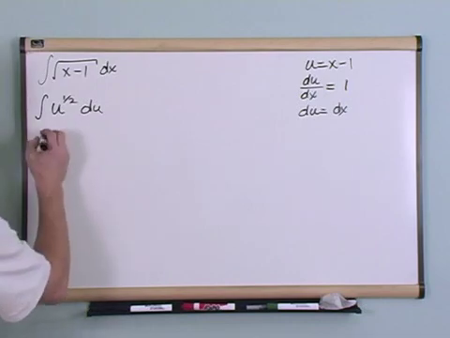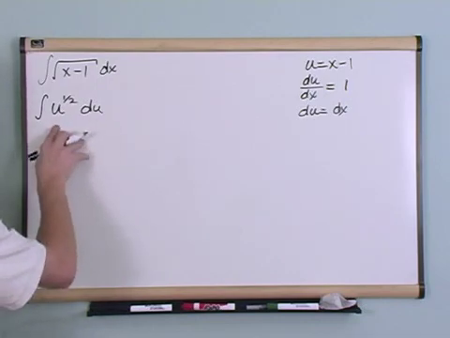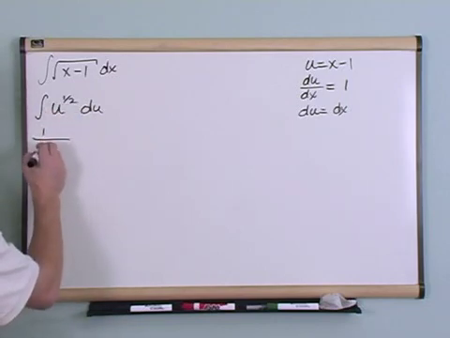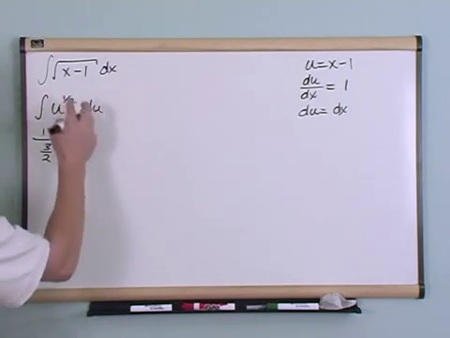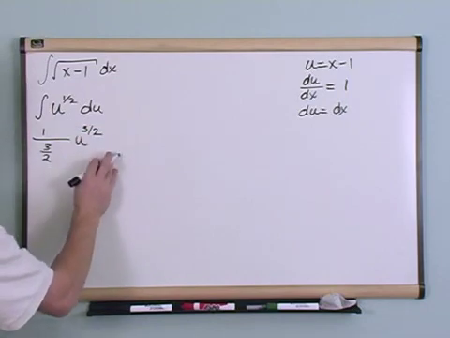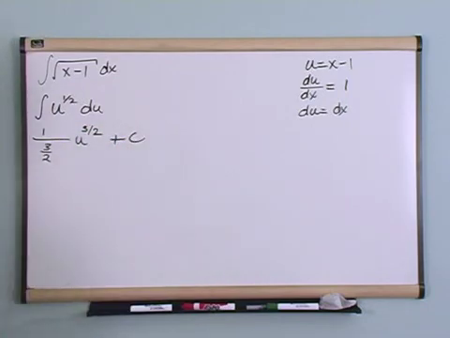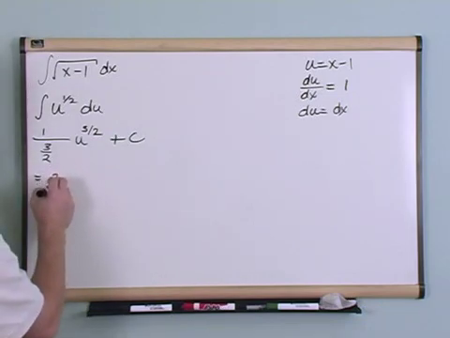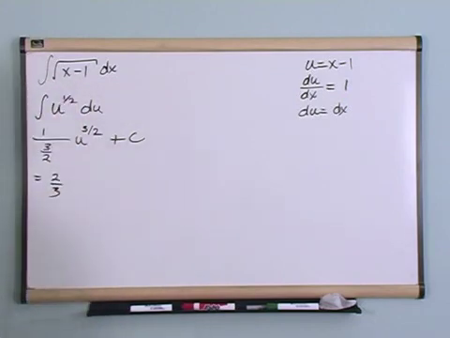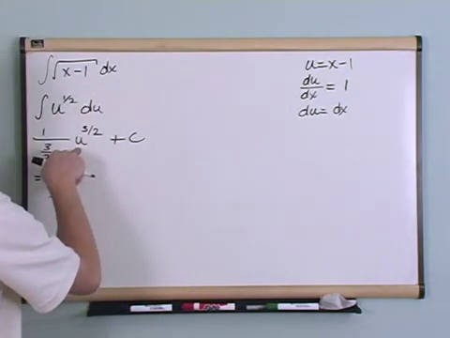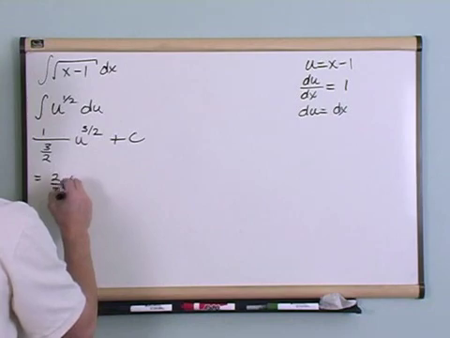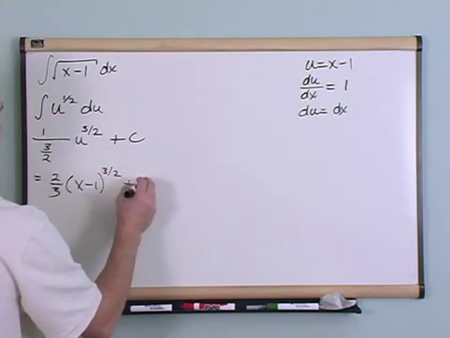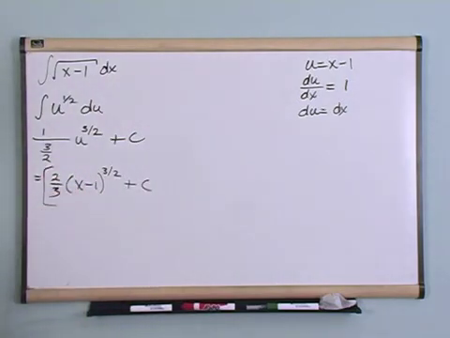And then in order to integrate this, we're going to do it just like we've been doing with any kind of these polynomials. 1 over the exponent plus 1. 1/2 plus 1 is 3/2. So u to the 3/2. And then you have to add your constant, which you always have to do. Now 1 over 3/2 is just 2/3. You just flip the fraction over and multiply, so you get 2/3 u to the 3/2. Well, u is equal to x minus 1, so 2/3 times (x minus 1) to the 3/2 plus c. That's the answer.